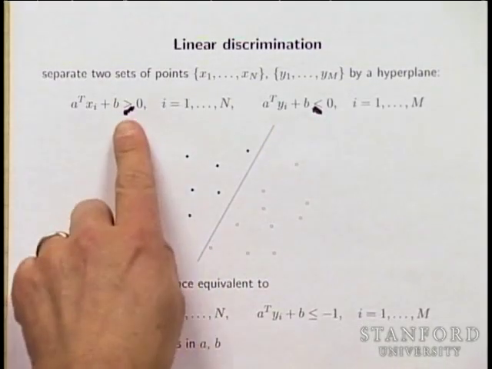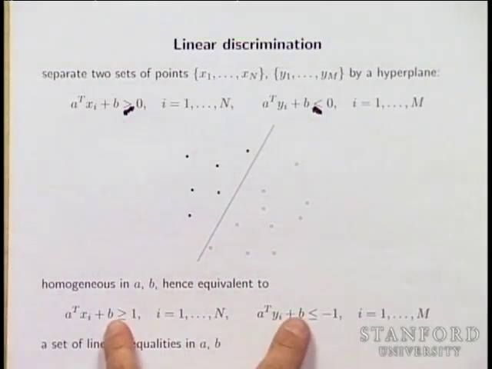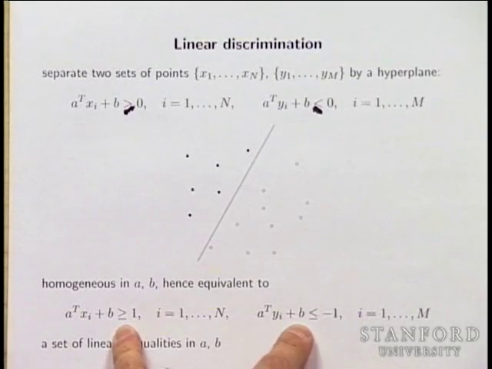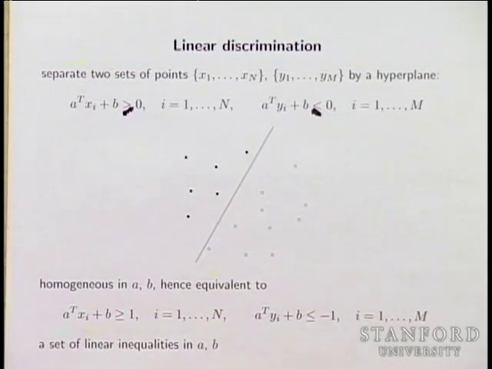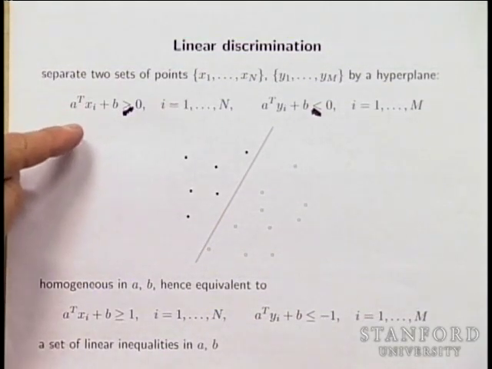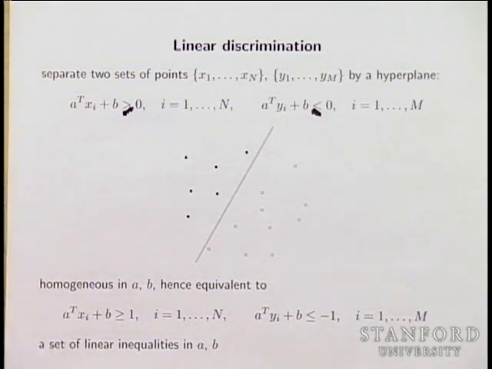And so these strict inequalities can be replaced by non-strict inequalities, but with a gap. So 1 and minus 1. Okay? So this is a trick. You need to know it because you're going to see it a bunch of times. It's how to handle strict inequalities that really do matter. Strict inequalities in homogeneous problems.